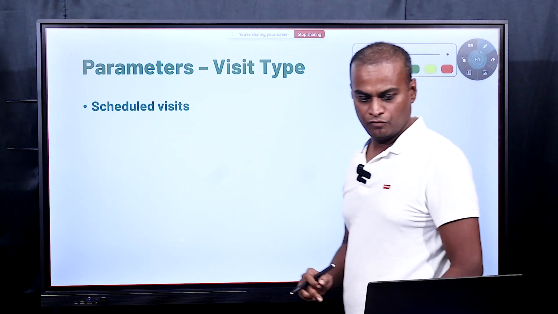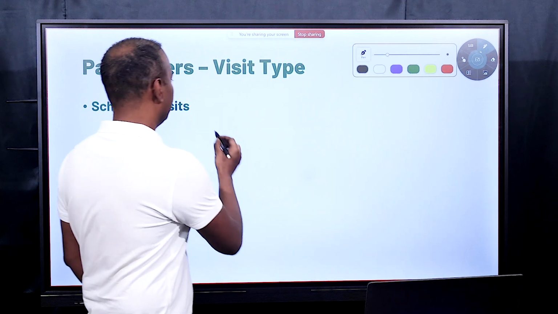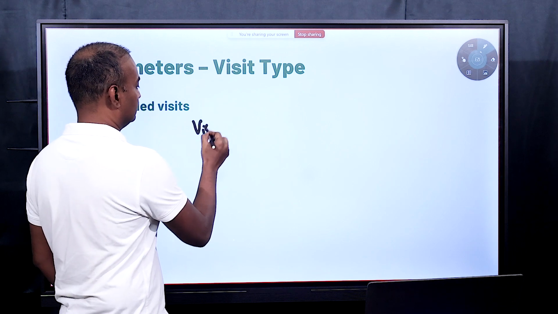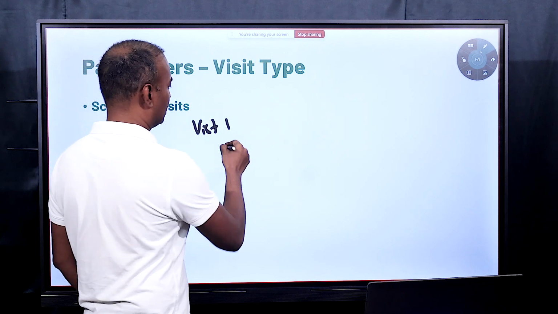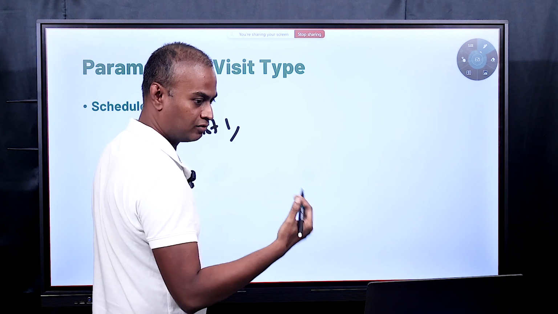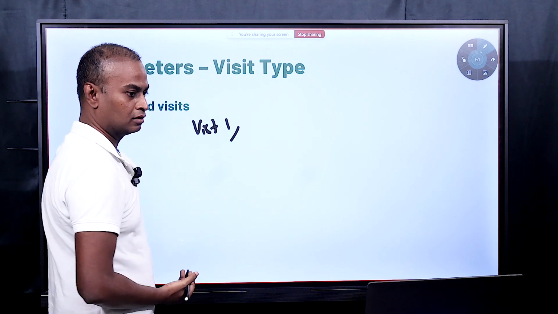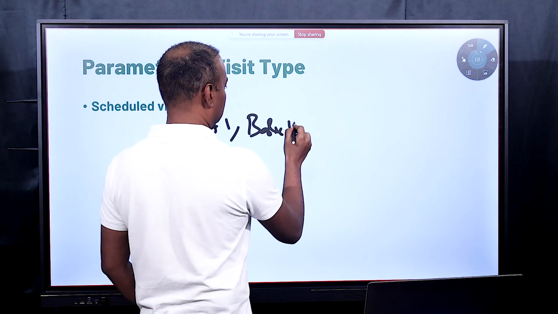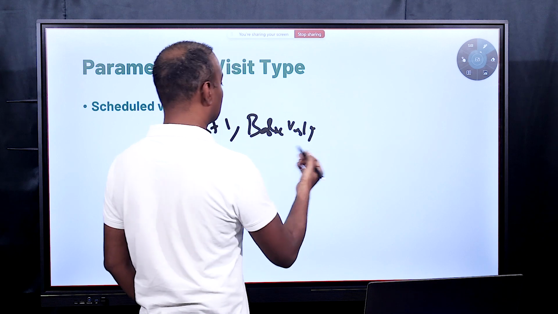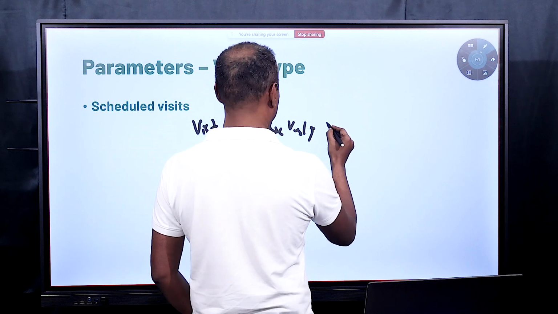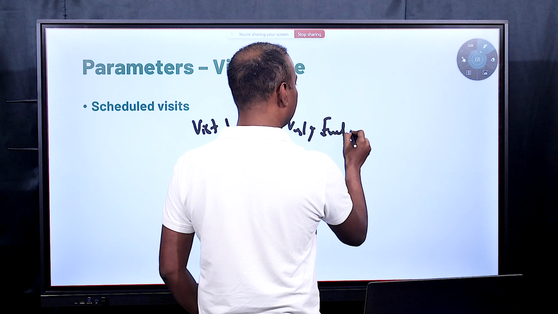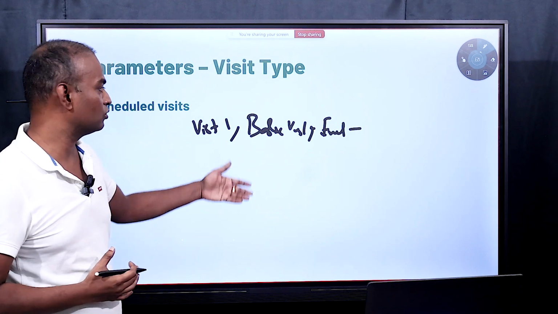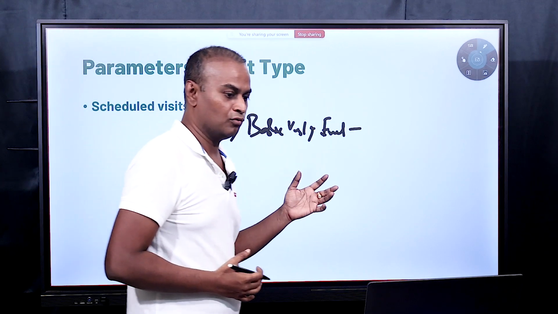Next one is visit type. See, in visit type, for example, for screening I have given visit 1, or in the previous first section I have given baseline visit, or I have given enrollment. Any name I have given, but what is that actually in our system? In the background, what is it? That is known as visit type.